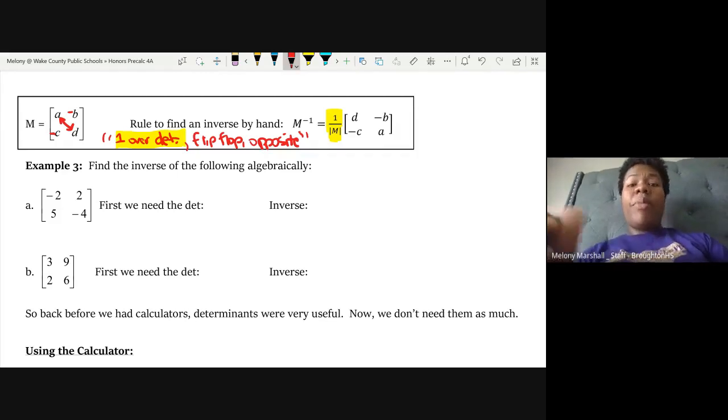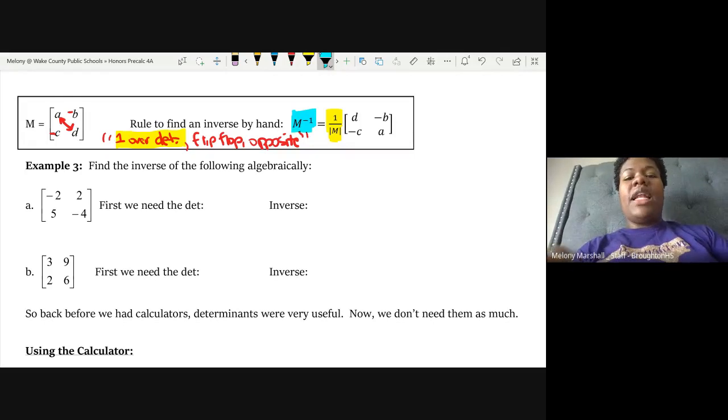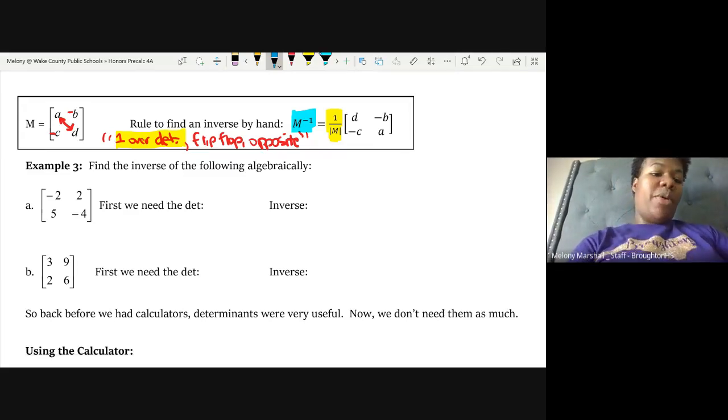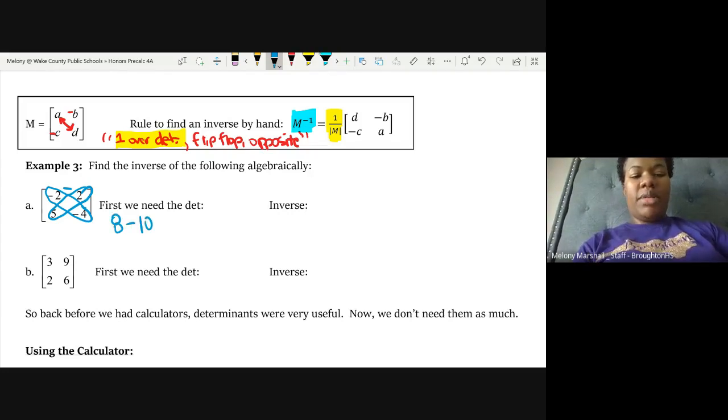At the end of the day, that is how you find the inverse matrix: 1 over determinant, flip-flop opposite. Step one, let's find the determinant. Multiply these two, then subtract the product of those two. That is 8, because -2 times -4, minus 10, because 5 times 2. And that's -2. That's the determinant.